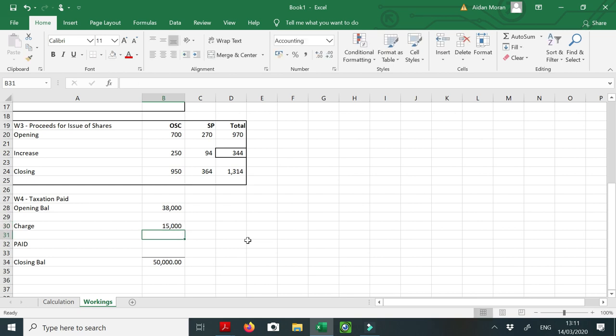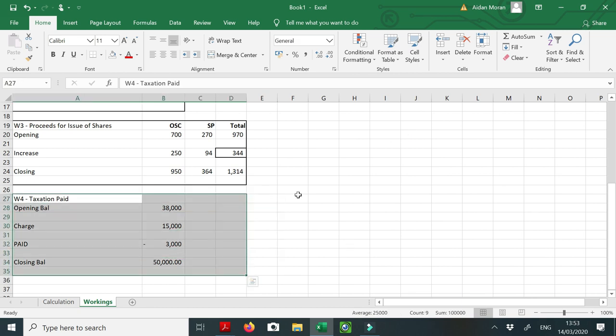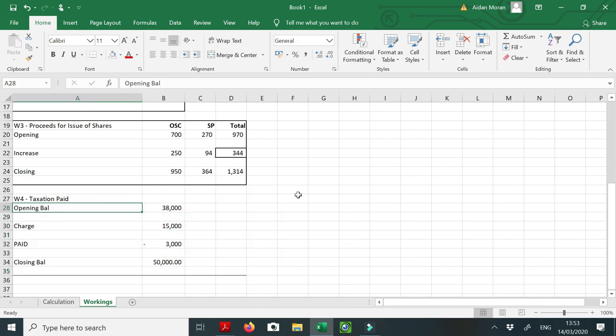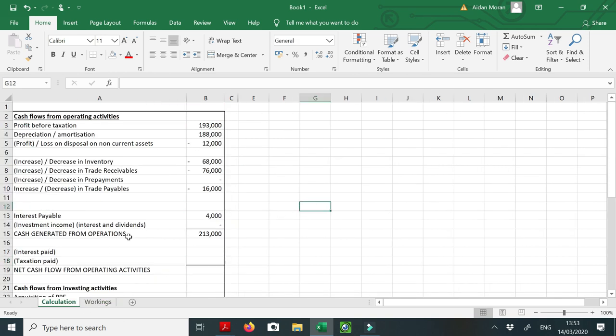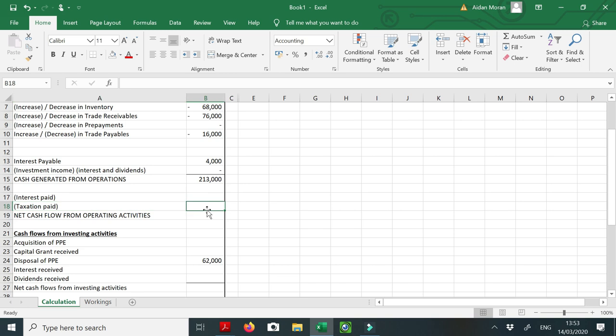Therefore, how much did I pay? So it'll be 38 plus 15, I owe 53. But at the end of the year, I only owe 50. So my balancing figure is what I paid, €3,000. Tax paid in cash, €3,000. So the taxation paid is going to be €3,000. So what we just do, we pop it into our calculations. So tax paid is going to be minus 3,000.